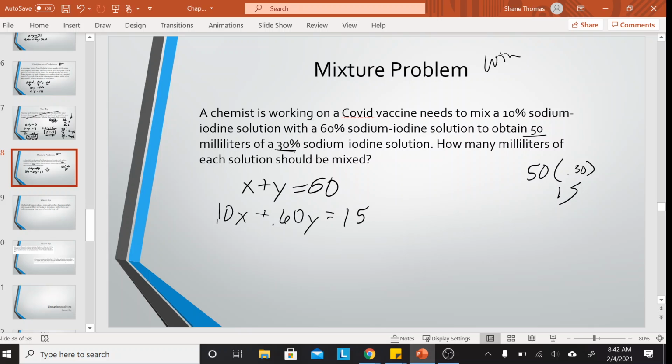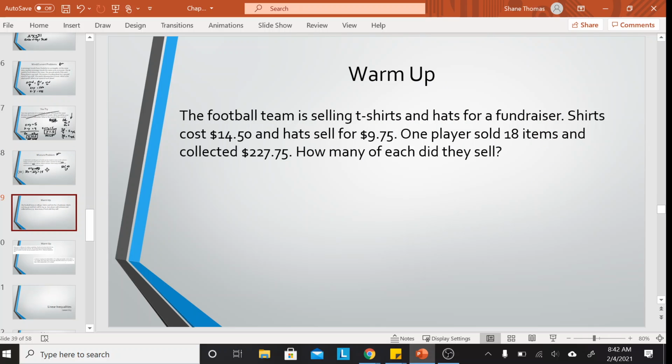Okay, I'd probably use substitution there, yeah. I'd probably multiply this guy by 100 first, and then use substitution. Yeah, you can multiply them by 10. All right.